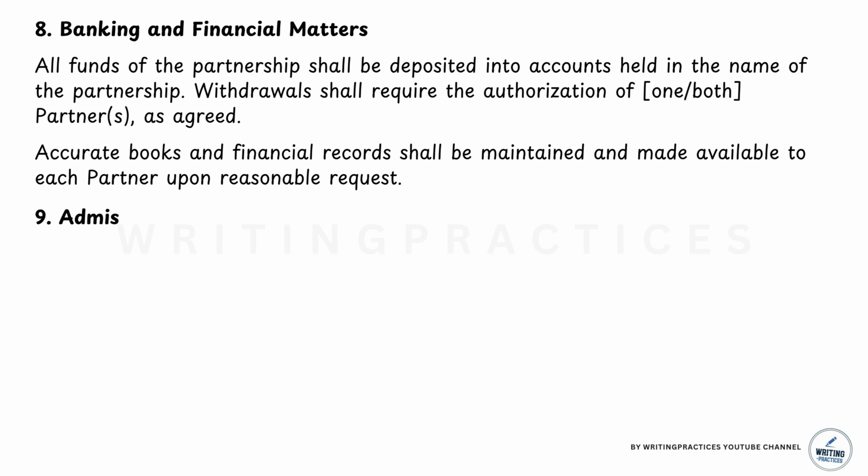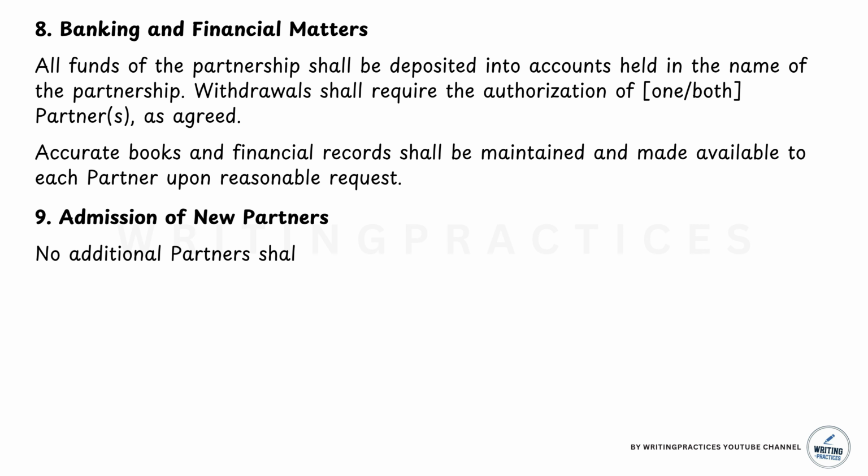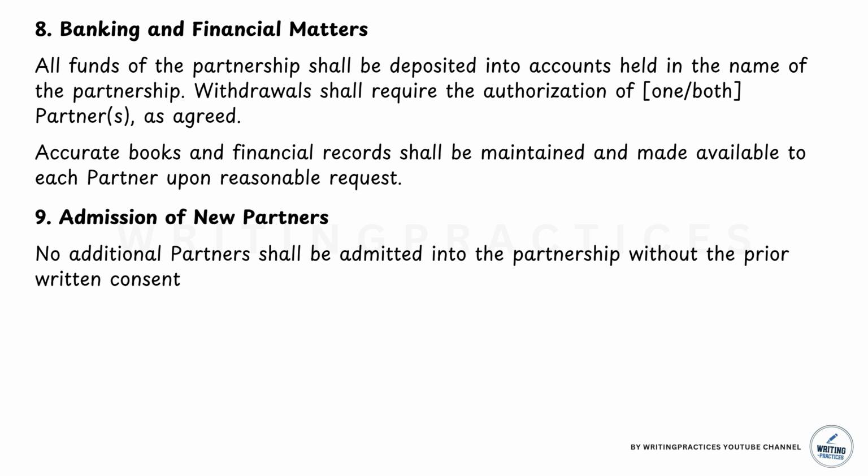Point number 9. Admission of new partners. No additional partners shall be admitted into the partnership without the prior written consent of all existing partners. This section states that new partners cannot join without approval. This is important because it protects ownership and control. Legally, it ensures no one is added without full agreement.